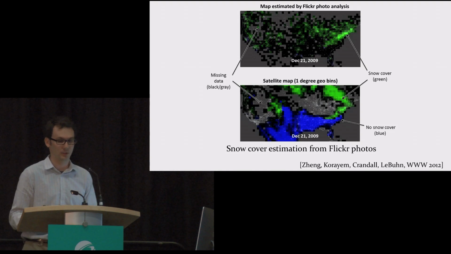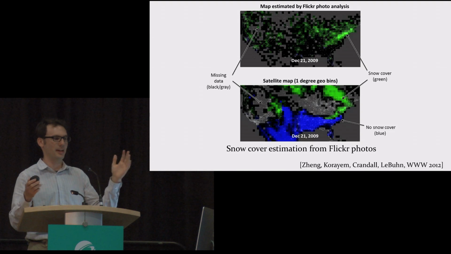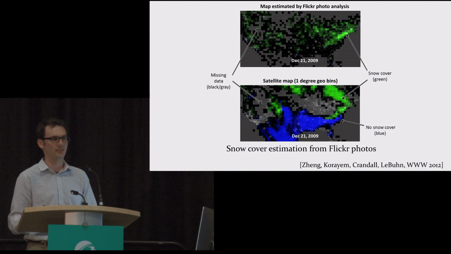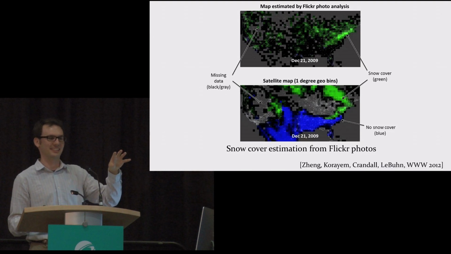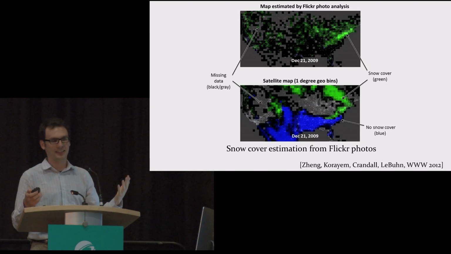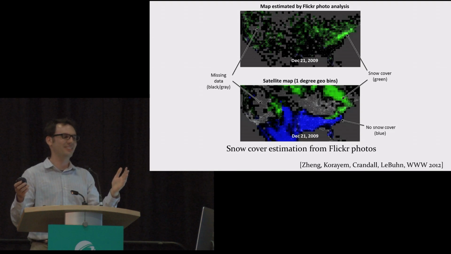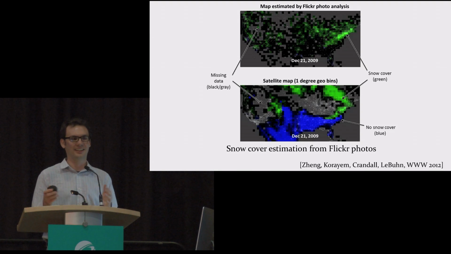This is the work of a group at Indiana, including my friend Dave Crandall, where they took Flickr photos and tried to estimate snow cover in the United States automatically for a particular period of time from these images by doing things like looking at the tags on the photos, doing visual analysis. Is this geotagged photo, does it contain snow or not? And they were able to say, okay, yes, we can produce a reasonable estimate of snow cover just from these geotagged photos. But this is still very coarse, at the level of 1 degree latitude, longitude: is there snow on the ground in this square in the United States?